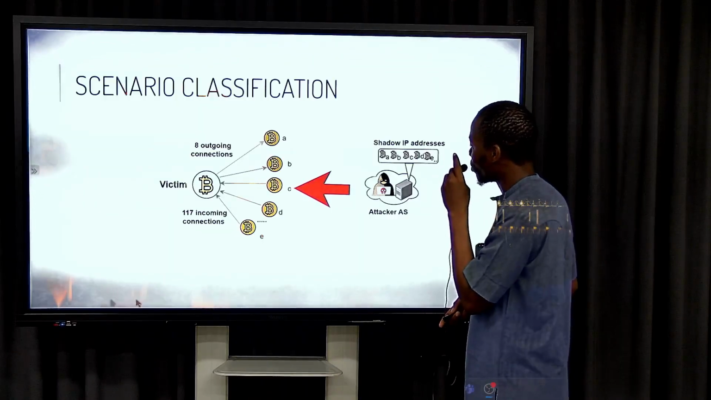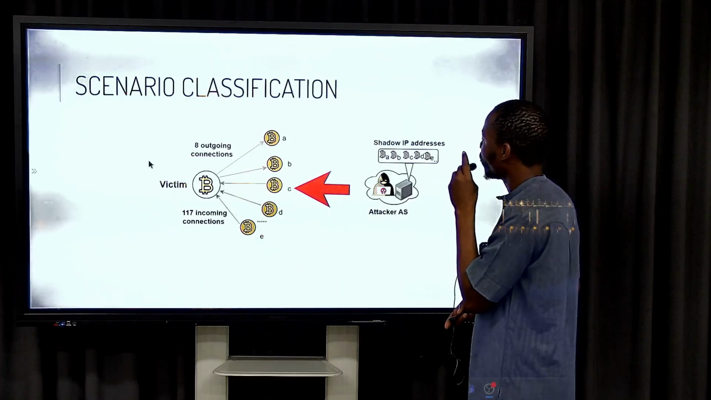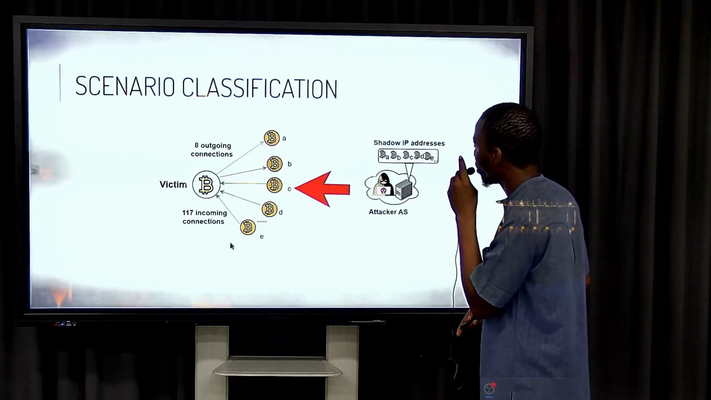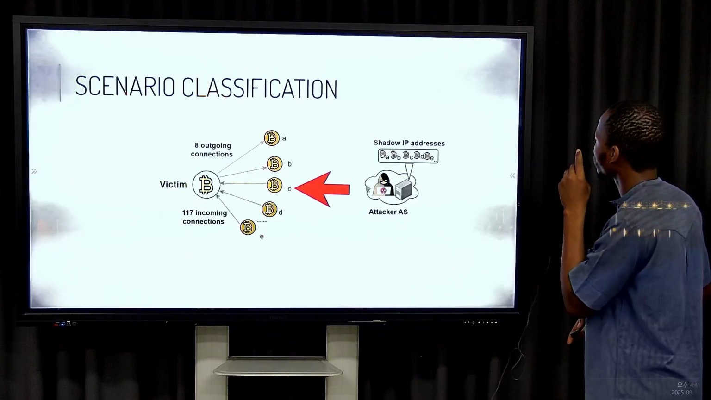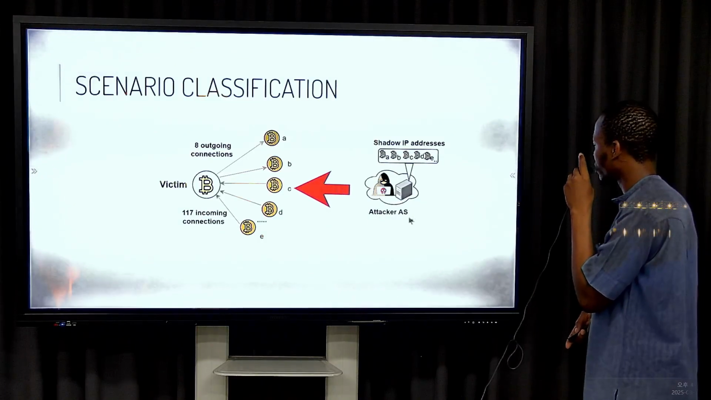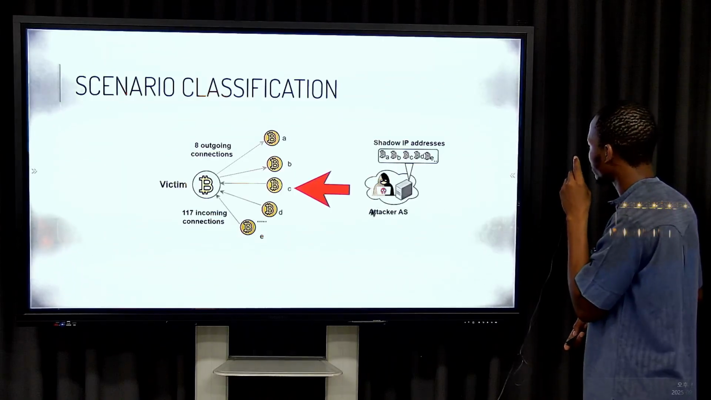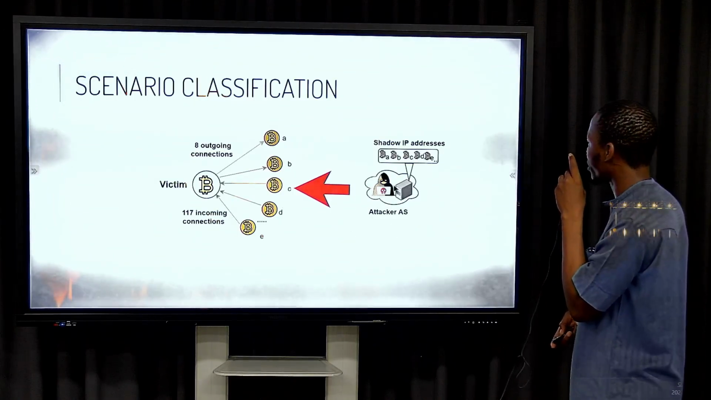That means it's more prone to attack than others. So the victim has 8 outgoing connections and 117 incoming connections. Look at all these nodes. These are the shadow IP addresses and the attacker autonomous system. An autonomous system is like a router. In this example, it's going to be an IP address, so it's going to have a specialized IP address.